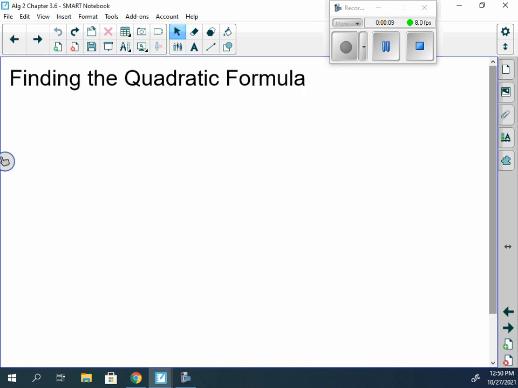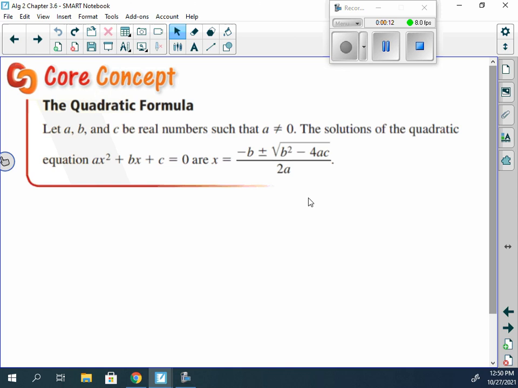So what we're looking at today is the quadratic formula. The quadratic formula is the last way that we can solve quadratic equations that will work every single time. So for any given quadratic, ax squared plus bx plus c, where a is not 0, we can use the equation x is equal to negative b plus or minus the square root of b squared minus 4ac all over 2a to find the solutions of the quadratic equation. And it will work every single time.